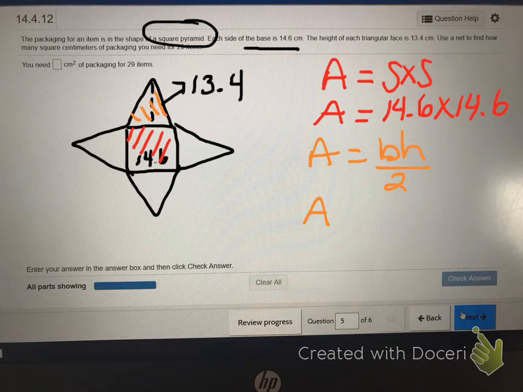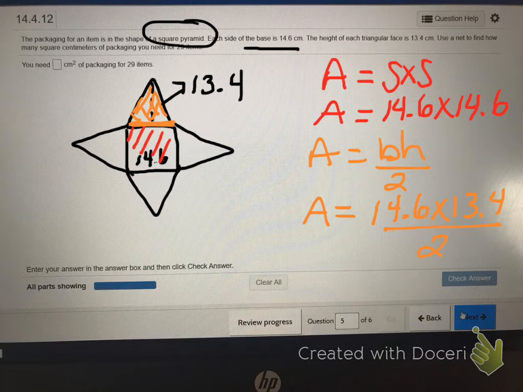So the triangles, right here, area is base times height divided by 2. So the area of this triangle is base. This is our base right here. And we know that every side of the square is 14.6. So the base of our triangle is also 14.6. We're going to multiply that times the height, which they said was 13.4, and then divide that whole thing by 2. That'll give us the area of just the orange triangle.